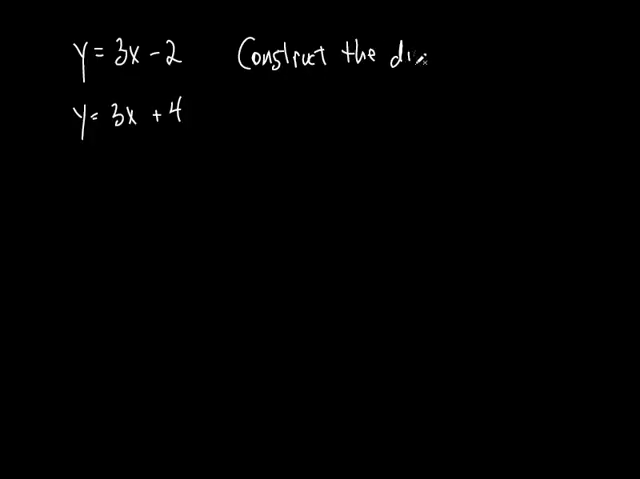So bear with me. I know we've been saying a lot of stuff, but I'll tell you what, I'll make one up. y = 3x - 2, and y = 3x + 4, I don't know. All right? So what you're going to do is find, or construct, or draw the distance between these two lines. Okay? Write that down. Construct the distance between these two lines right here.